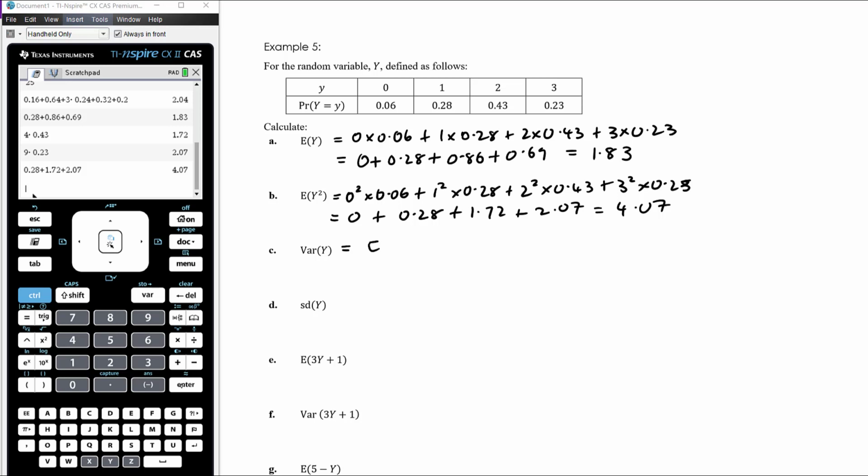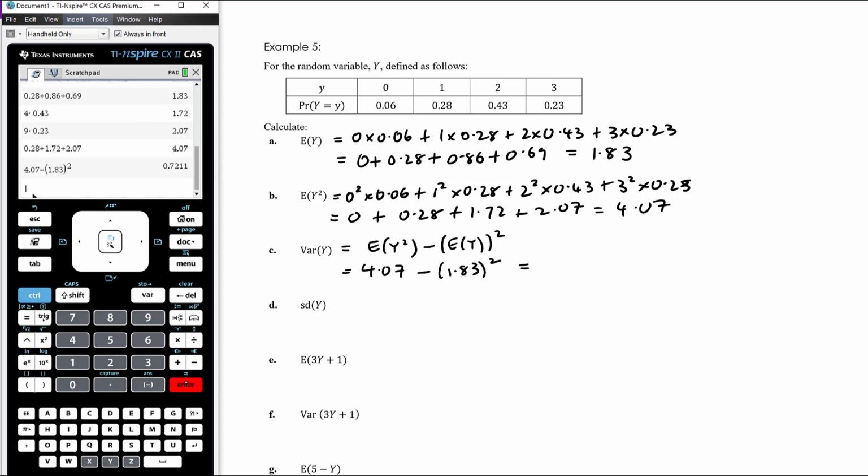We know the variance of y is the expected value of y squared minus the expected value of y all squared. So in this case, that is 4.07, our answer from part B, minus 1.83, our answer from part A, all squared. So 4.07 minus 1.83 squared is 0.7211. And then we want the standard deviation of y, and we probably need accuracy here, let's say 2 decimal places. Standard deviation of y is the square root of 0.7211.